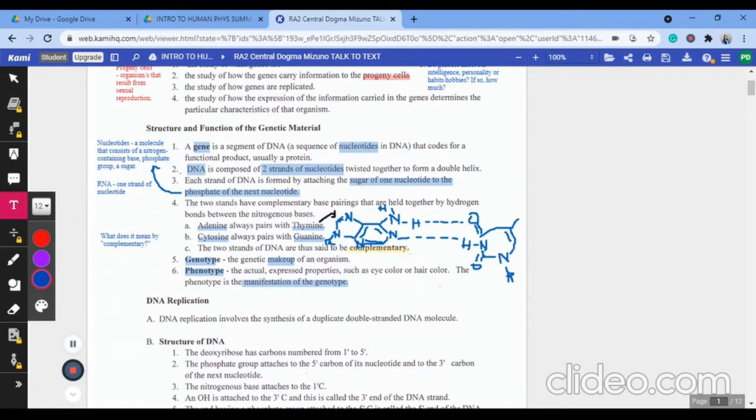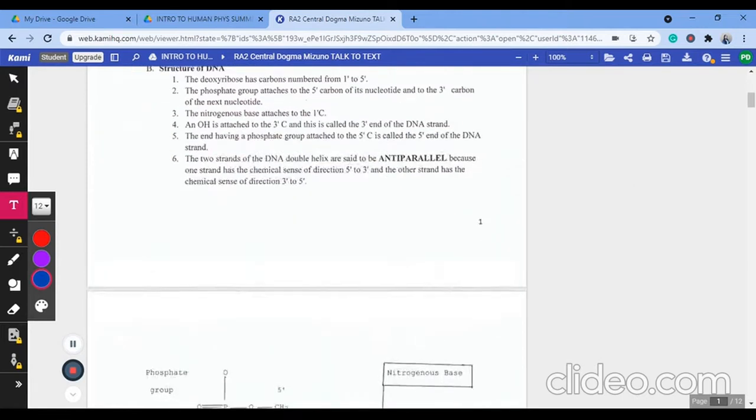So genotype, a genetic makeup of an organism. Phenotype, the manifestation of a genotype. Pretty simple definition, pretty understandable. I don't think I need to add any other annotations for that part.